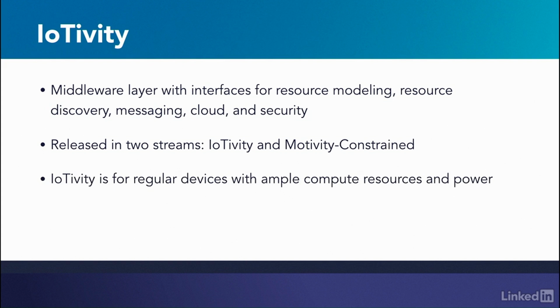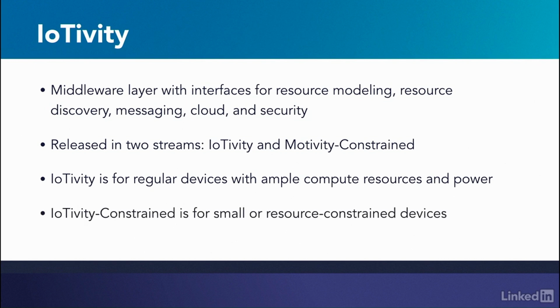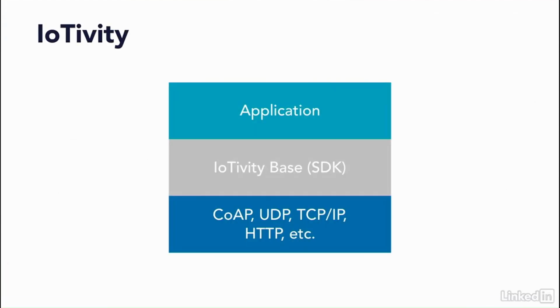The IoTivity stream is for regular devices with ample compute power and resources, while the IoTivity Constrained stream is for small or resource-constrained devices. IoTivity is currently built on top of the IP-based communication network protocols, with the possible extensions to support multiple transports for non-IP or proprietary communication networks. In this sense, IoTivity can be considered transport and radio agnostic.